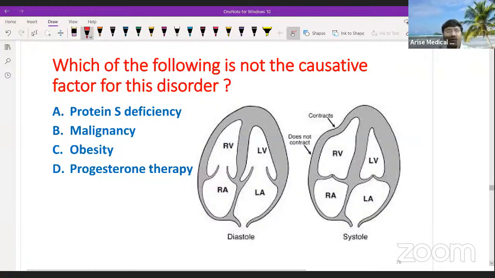Which of the following is not the causative factor for this particular disorder which is shown to you? So what is the image which is given to you? It is a two-dimensional echocardiographic image. Now, you have an abnormality in that two-dimensional echocardiography. That abnormality is suggestive of an underlying disorder. Which of the following is not the causative factor for this disorder?